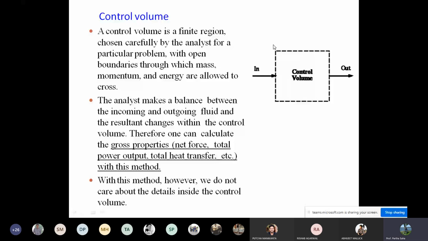What is our role as the analyst? We are going to make a balance between the incoming and outgoing fluid properties and the resulting changes within the control volume. Then we can calculate the gross change in properties like force, power output, heat transfer, whatever parameter you want to determine. With this method, however, we do not care about the detail inside the control volume. We only consider the changes happening as you move from left to right.